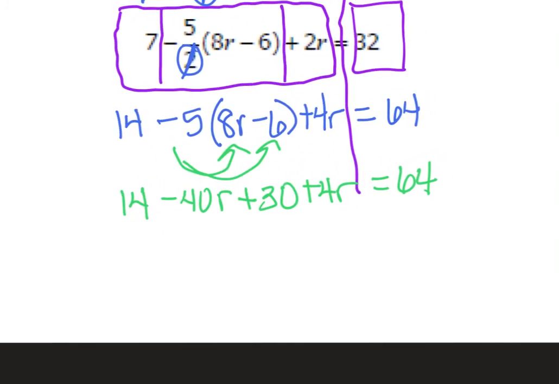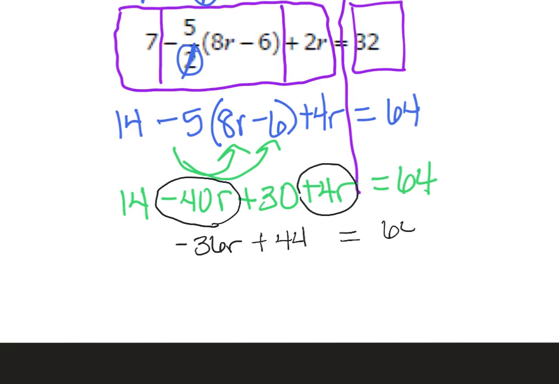Now, I want to combine like terms. So I'm going to put the r's together. And I'm going to put my constants together. So negative 40r plus 4r is going to give me negative 36r. And 14 and 30 is 44. And that's going to equal 64.